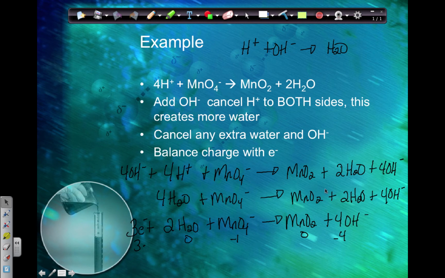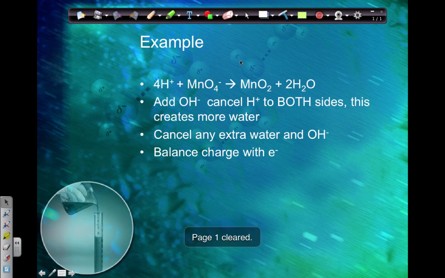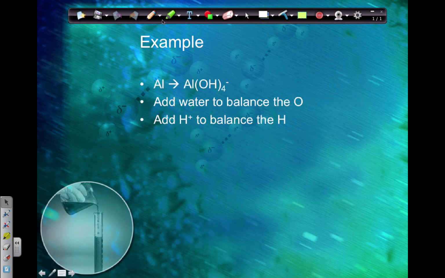All right, so now that I've done this with this equation, I'm going to do the same thing with my other half reaction. All right, so I've just got aluminum and then oxygen and hydrogen on the side, so I need to start by adding water to balance out the O's. All right, so now I've got 4 oxygens on this side, so I need to have 4 water molecules on this side to balance out the O's.